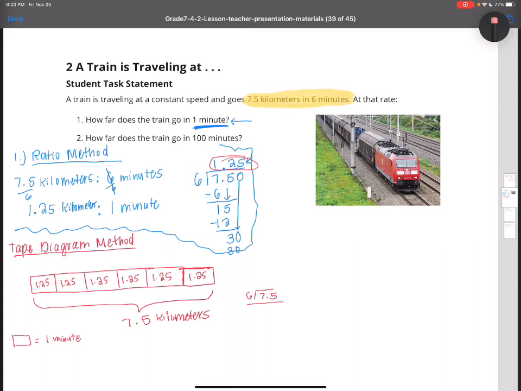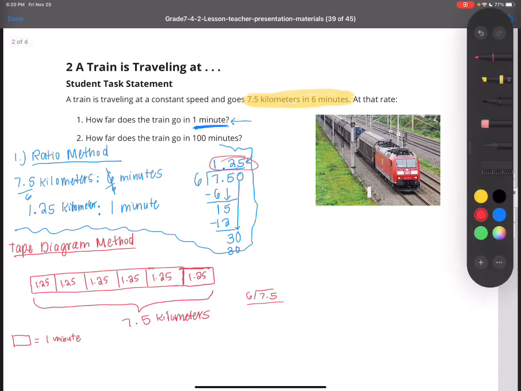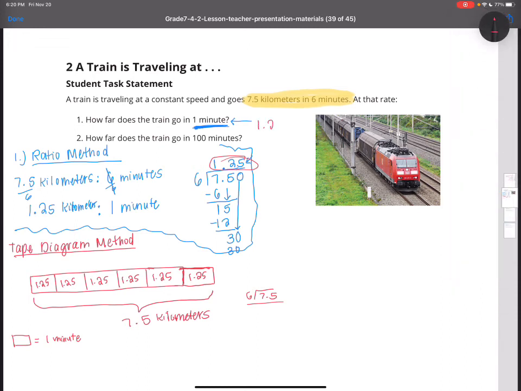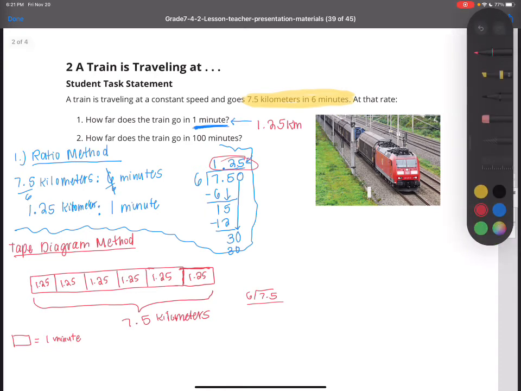So, the train could travel, for number 1, how far can the train go in 1 minute? 1 and 25/100 kilometers. I apologize, please don't forget your unit. All right. So for question 2, which I'm going to be annotating in green.